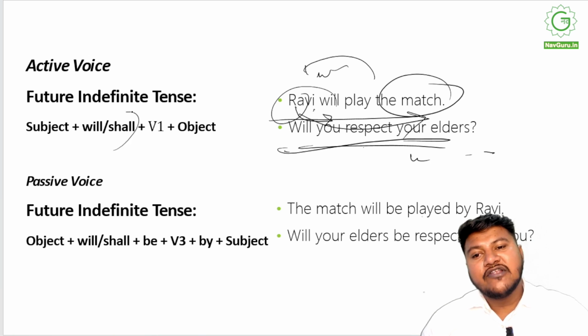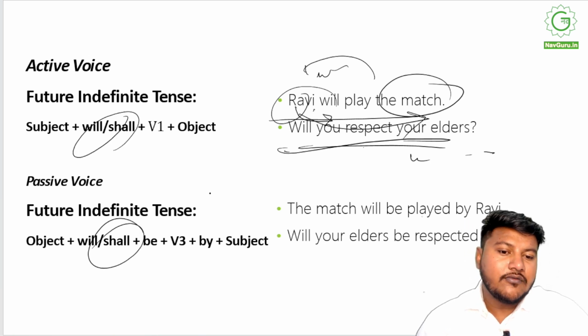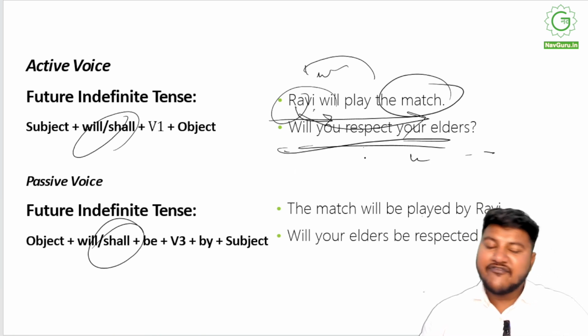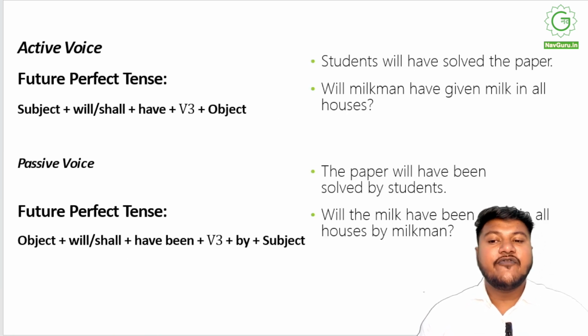Add will/shall, because will/shall is what keeps future tense alive. Add be, add by after the V3, the third form of the verb, and put the subject in the end. As easy as that. Second, future perfect tense.